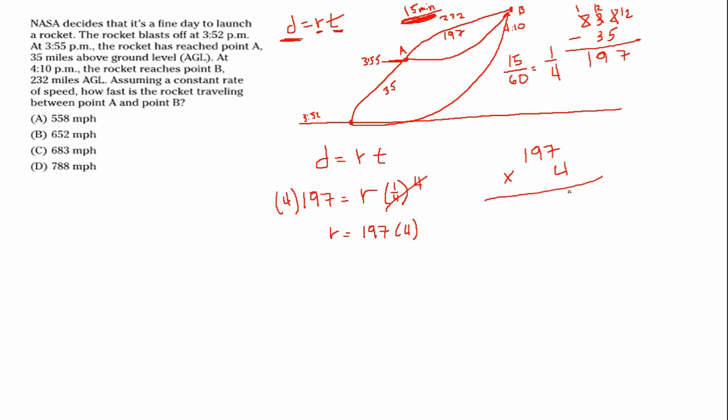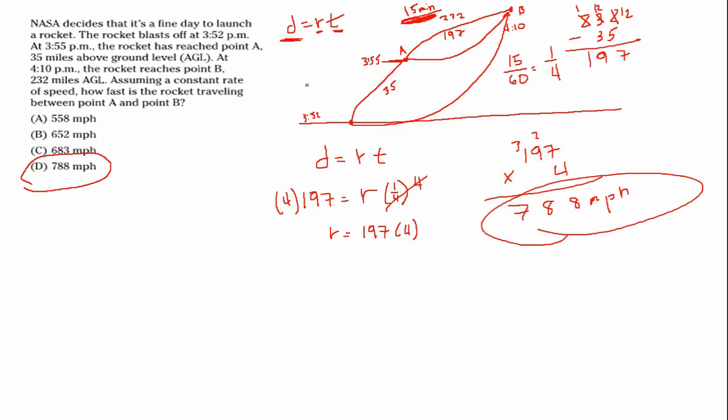7 times 4 is 28, carry the 2. 9 times 4 is 36, plus 2 is 38, carry the 3. 4 times 1 is 4, plus 3 is 7. So this is 788 miles per hour. So if you didn't calculate the distance from A to B or convert minutes to hours, you would have gotten this question wrong.